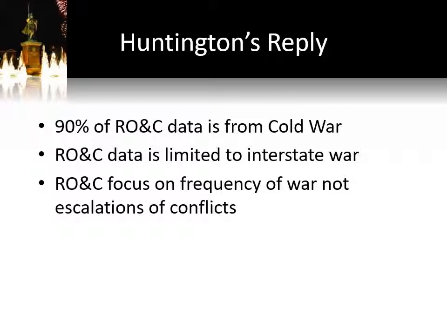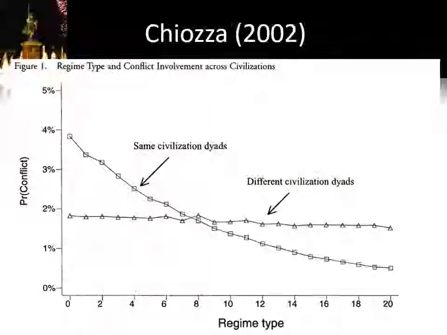So those are Huntington's replies, and you can read that and take it on board as you wish. Okay, the last thing here, I have the Chiozza paper. Now, that paper has 5 more years of data in it, right? So that's good. And basically, a lot of the same results come out.